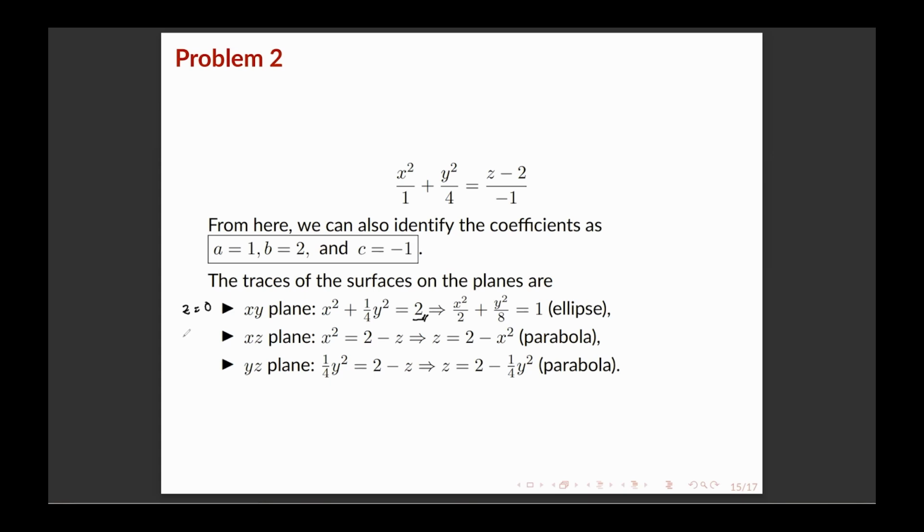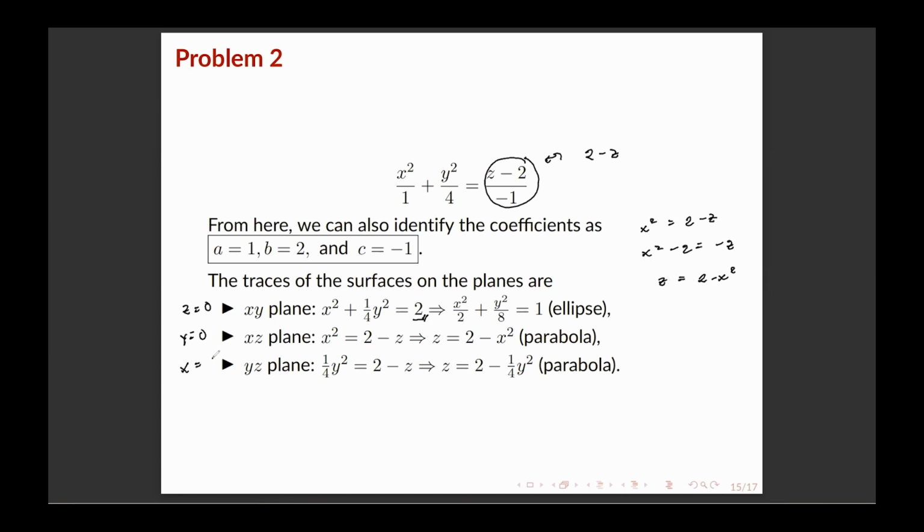Next is when y equals 0. Remember that this one right here is just equivalent to 2 minus z, as shown earlier. So we have x squared equal to 2 minus z. Subtract 2 from both sides, and multiply negative 1 to both sides, so we have z equals 2 minus x squared in the xz plane.